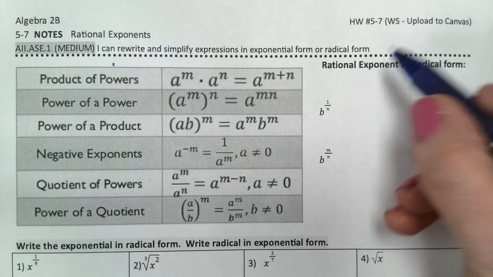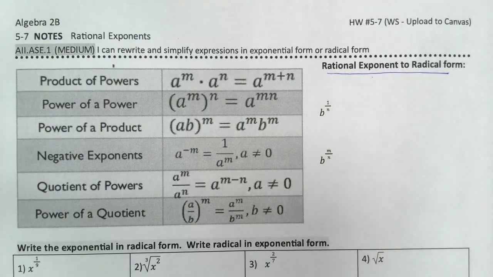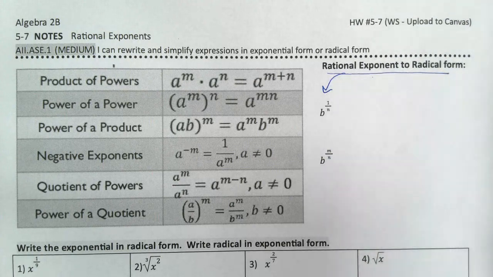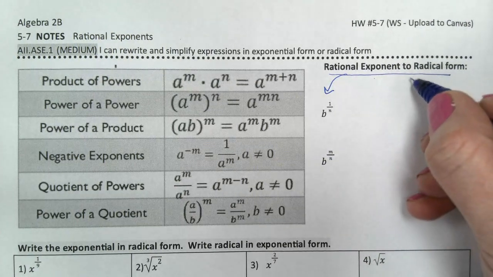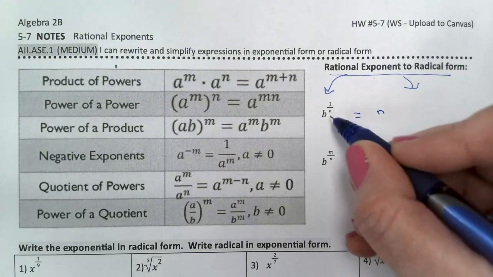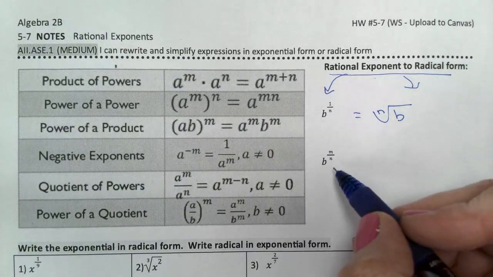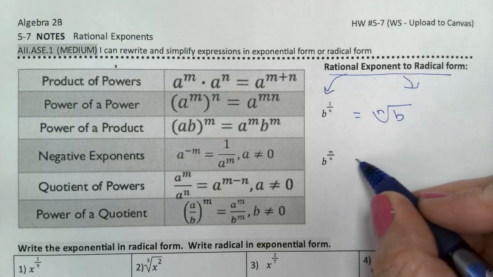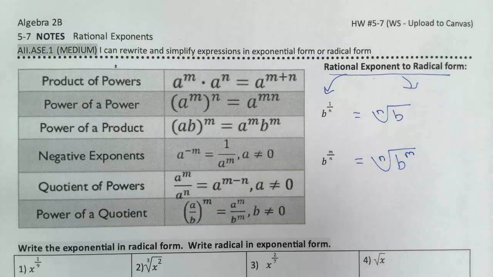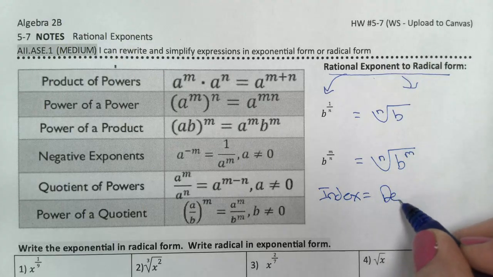It's been a while, but we have gone back and forth from rational exponents to radical form. So this is what it would look like. This is your rational exponent, and then the radical form looks something like this. So the denominator is the index. And if it looks like this, that would be the same thing as the nth root of b to the m. And once again, the index is the denominator.